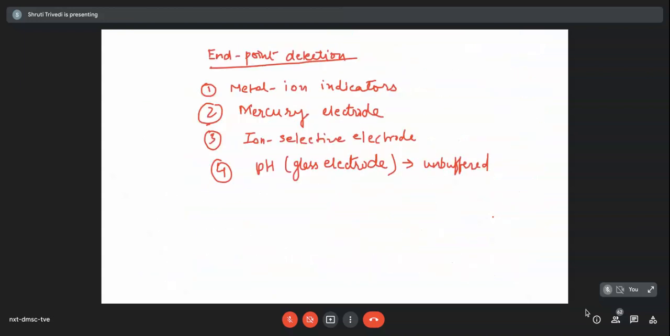So you just see there are different methods of endpoint detection. Suppose you have a titration, how are you going to determine the endpoint? There are different methods: metal ion detectors, mercury electrodes, ion selective electrodes, and pH electrodes can be used for endpoint detection. In your syllabus, we are going to talk specifically about metal ion detectors or metal ion indicators. These are also known as complexometric indicators or metallochromic indicators. These are colored indicators, for example, EBT.